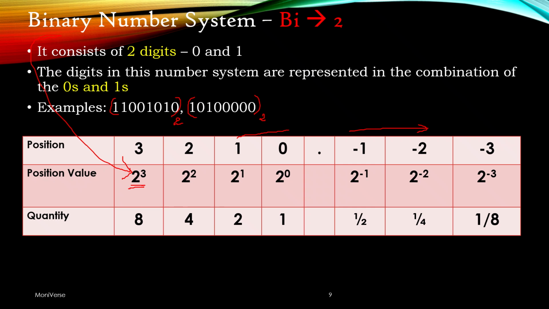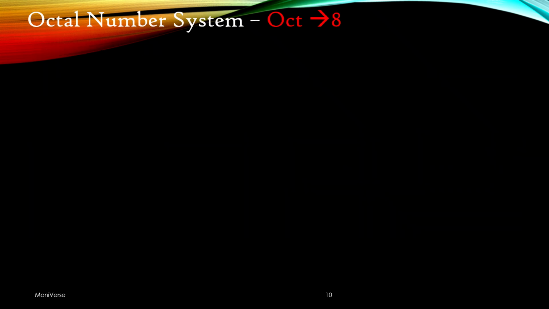So this can be represented by the quantity as 1, 2 power 0 is 1, 2 power 1 is 2, 2 power 2 is 4, 2 power 3 is 8. Likewise, after the decimal, it is half, quarter, and 1/8. Likewise, it will be moving on when we are putting more number of digits after the decimal point.